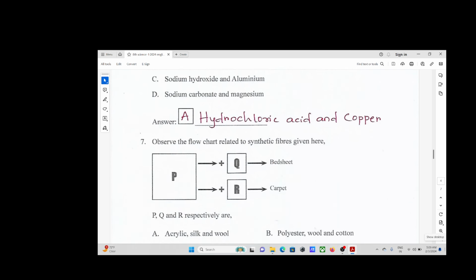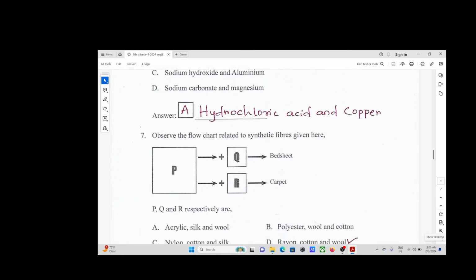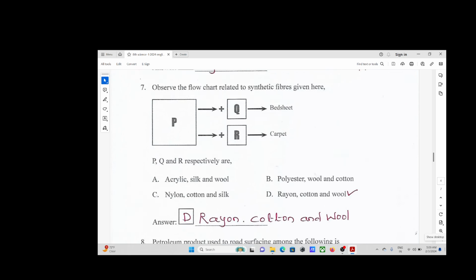Question number 7, observe the flow chart related to synthetic fibers given here. P, Q and R respectively are option A, acrylic, silk and wool, B, polyester, wool and cotton, C, nylon, cotton and silk, option D, rayon, cotton and wool. Correct answer is option D, rayon, cotton and wool.